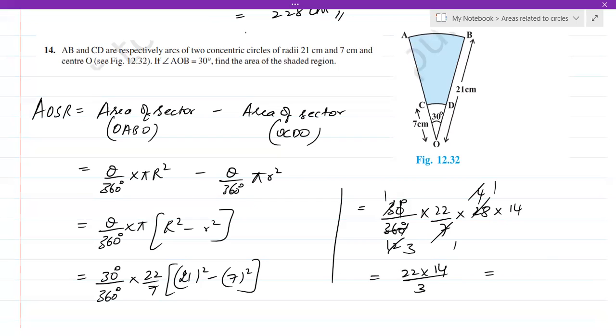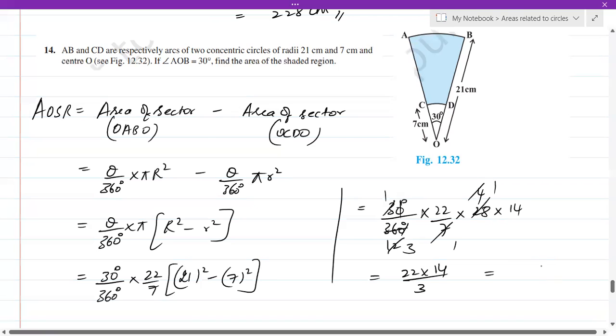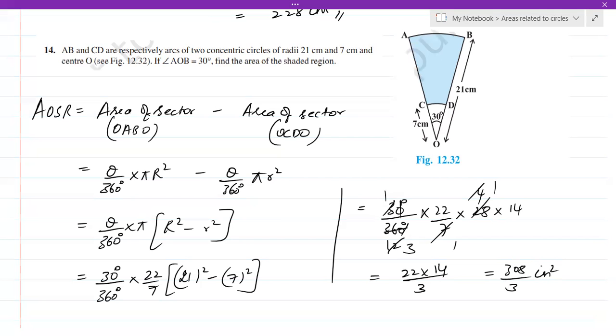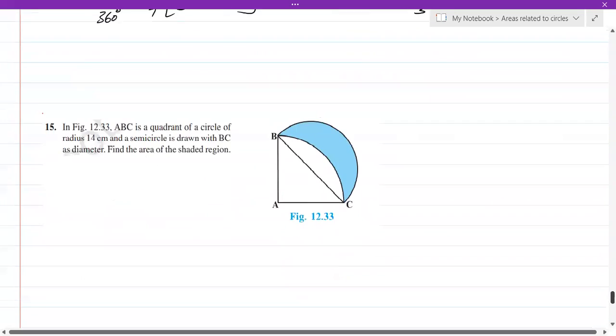So 22 into 14. 14 2s are 28. So it becomes 308. So it is 308 by 3 centimeter square. Okay, a very easy one. Let's get into the next question.